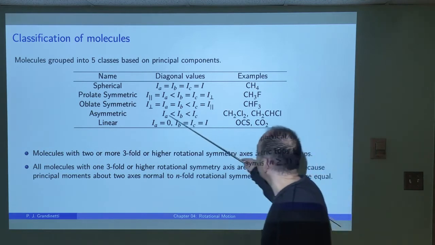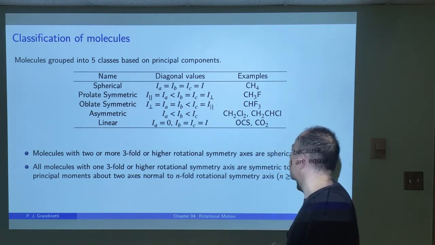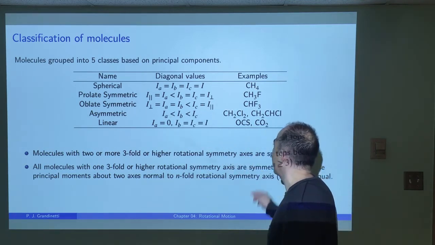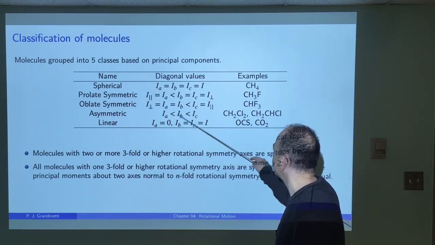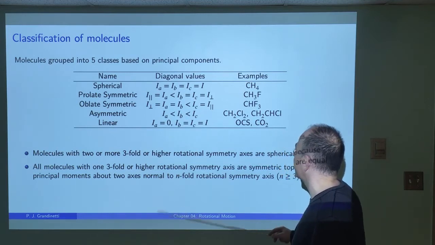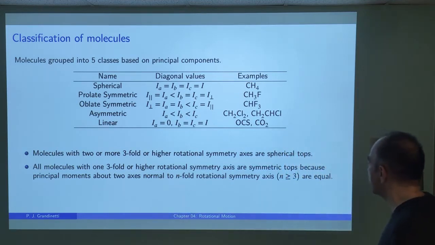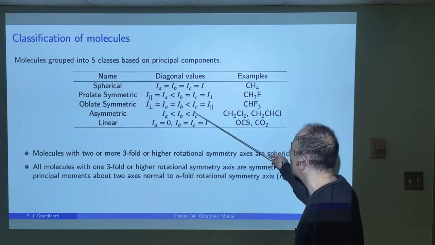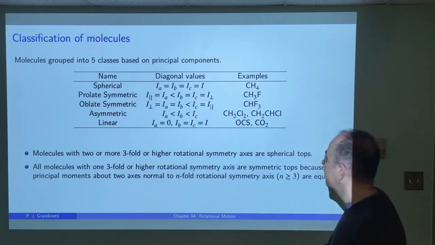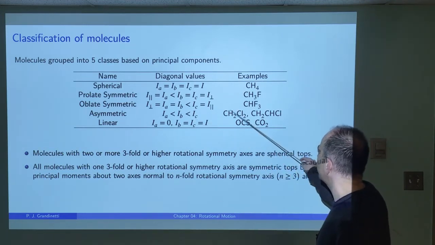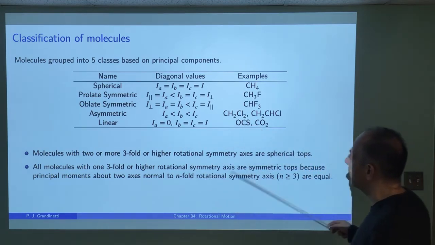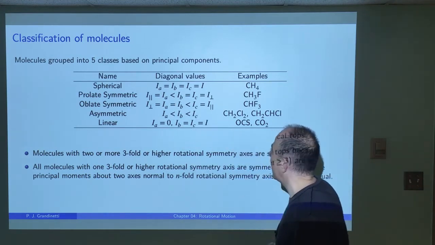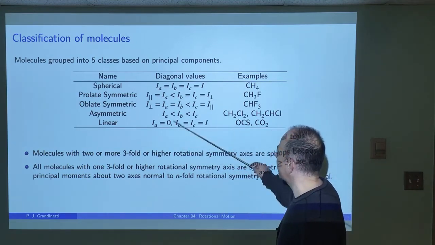Now the other case would be, for example, the asymmetric case, where these guys are all dissimilar from each other. Molecules can have some symmetry axes, but if they're not threefold or higher, then you can be in the asymmetric case. So for example, CH2Cl2 has a twofold symmetry axis, but that's not enough to move it into these higher symmetry classifications.